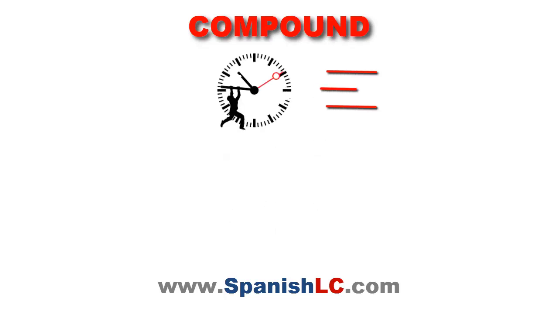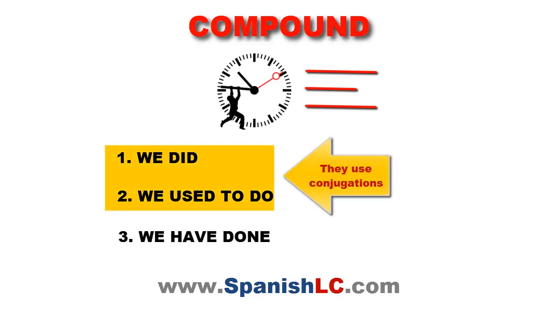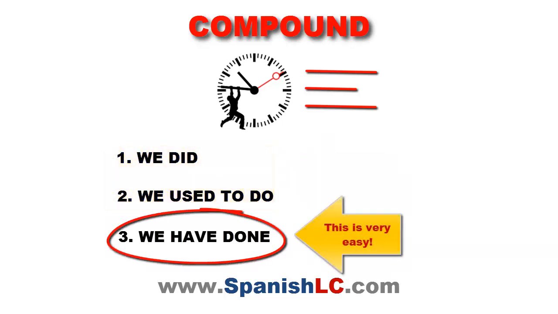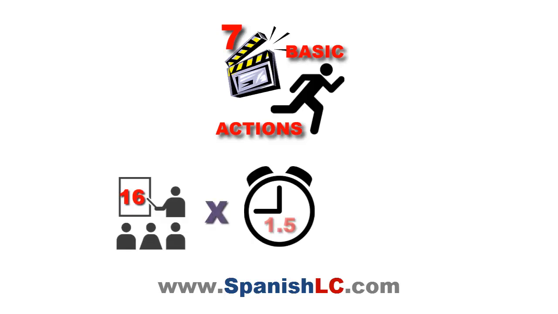When we talk about the past, we could be talking about the things we did or the things we used to do or the things we have done. The first two are tenses in Spanish. When we have done, we only deal with one basic action, which is the auxiliary to have. With these 7 basic actions, we work with our students in 16 classes of an hour and a half.